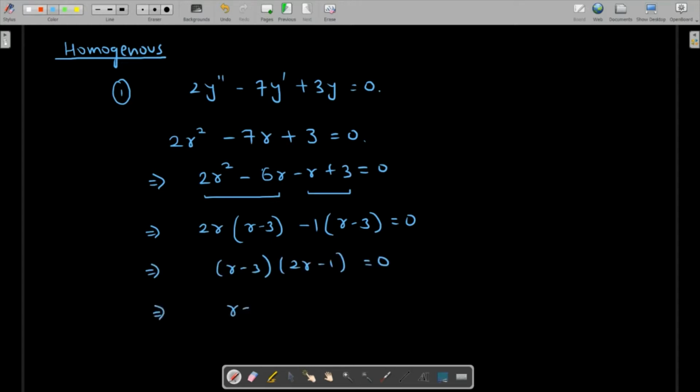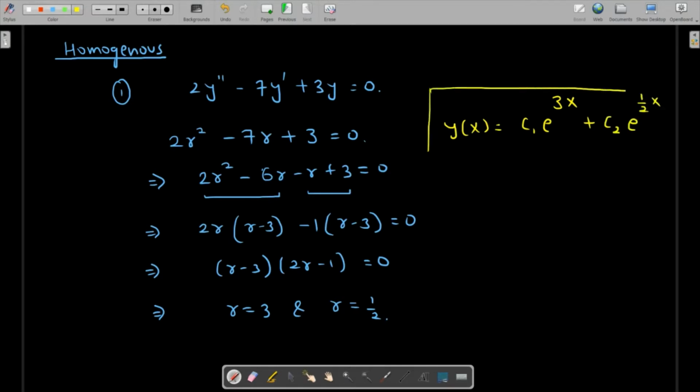So the value of r comes out as 3, and the value of r comes out as 1/2. Now, since the solutions are distinct, our final answer is going to look like C1 e raised to the power of the first root, which is 3. So along with 3, we have to put x. And the second root is 1/2. So that will be C2 e raised to the power (1/2)x. So that's going to be our final answer for this particular question.